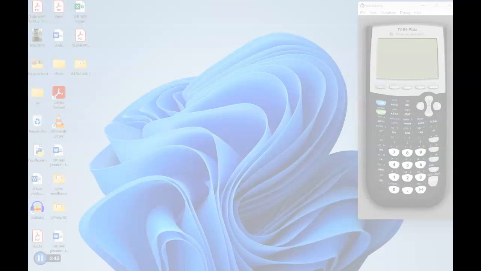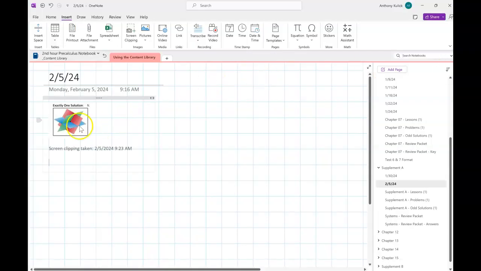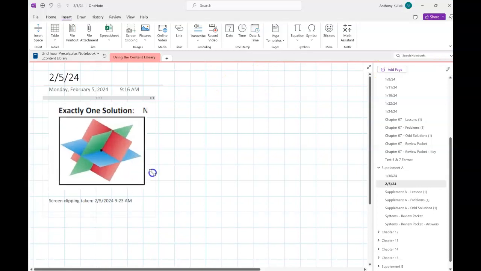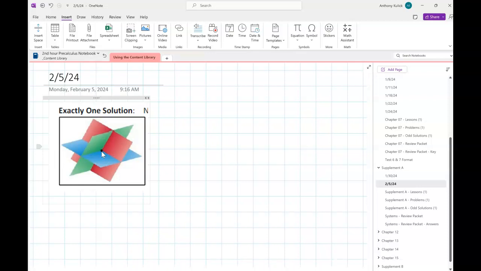So if we're talking about exactly 1 solution, we're going to have something like that. Notice those three planes, I have a red, blue, and green, are intersecting just at one specific point. That can still happen. But since we're describing this point in 3 dimensions, how many components does our point have to have? It has to have 3 components, right? It has to have x, y, and a z.